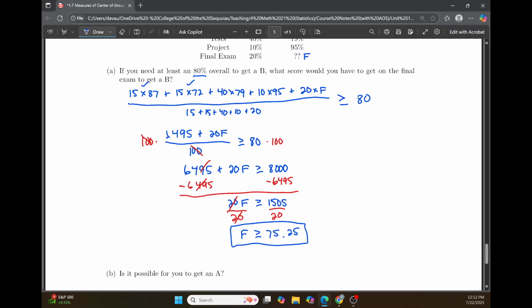Part B asks an interesting question. Is it possible for you to get an A? Since you can get a B just by getting a 75, what if you aced the test? What if you got 100% on the final exam? Could you squeeze out an A?